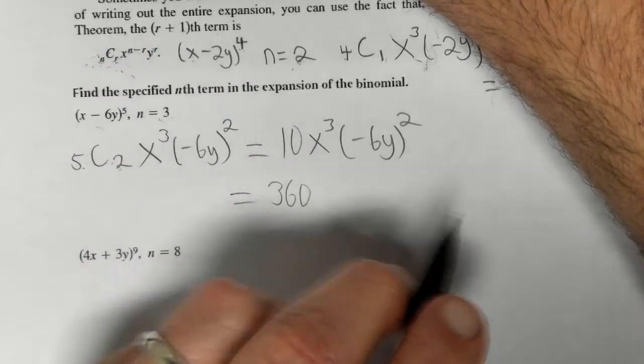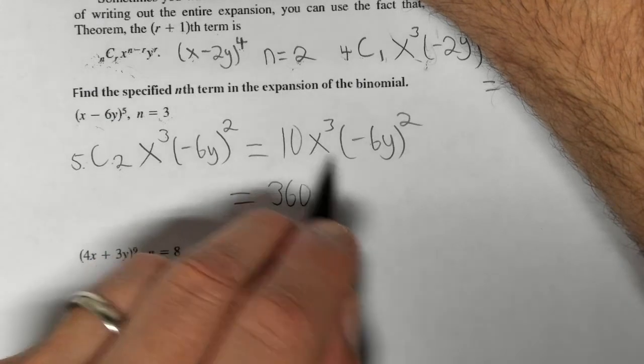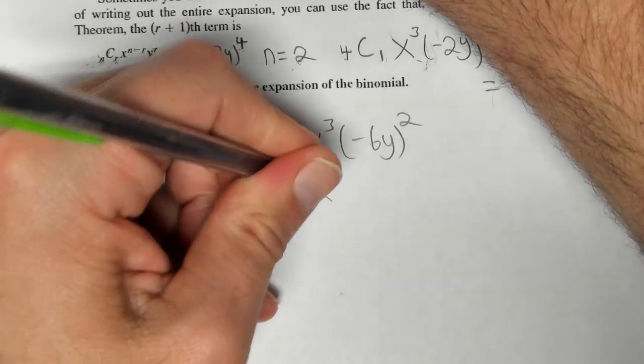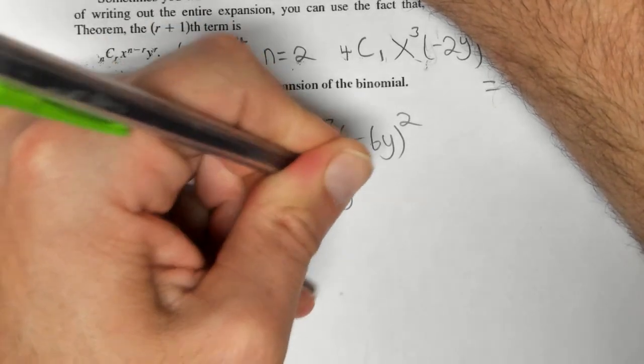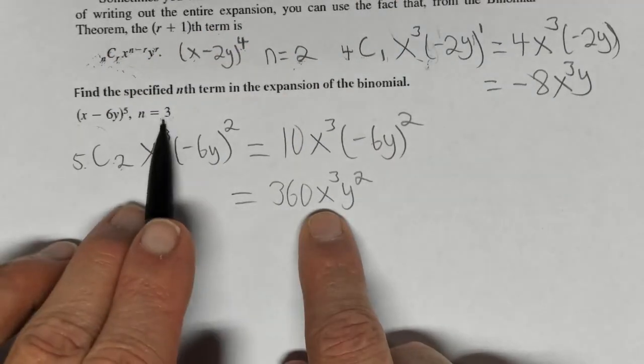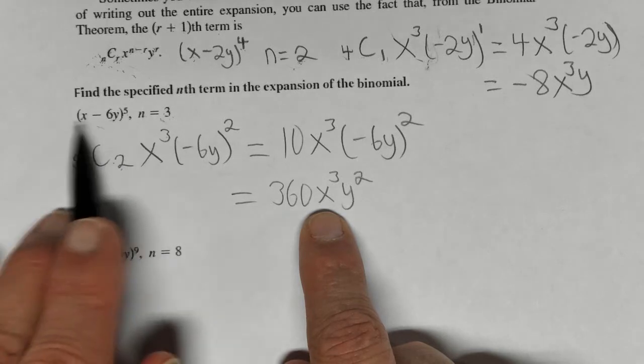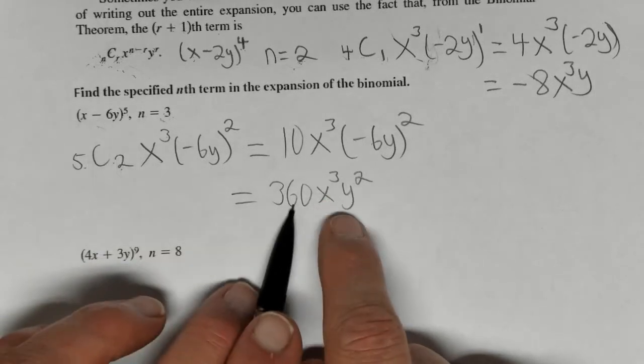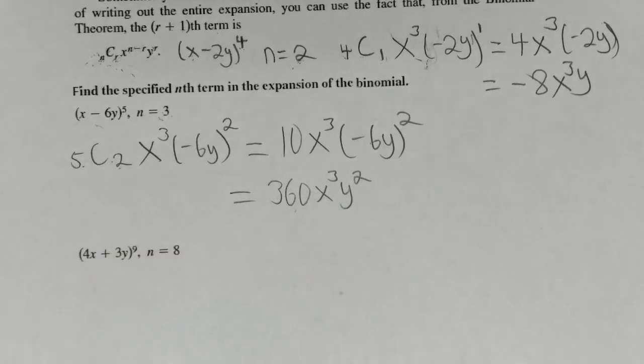All right. And let's see what else. x to the 3rd y squared. So this would be the third term in this expansion. Make sense? This would be term number 3. All right? And so that's how it works. So like I say, when the powers are big, typically they may ask you for just a certain term as opposed to expanding the entire thing.